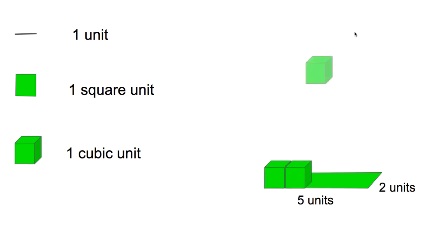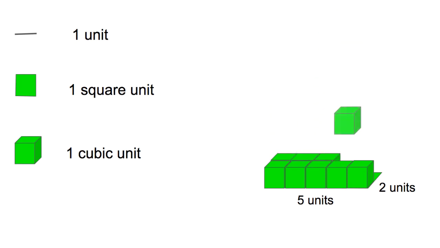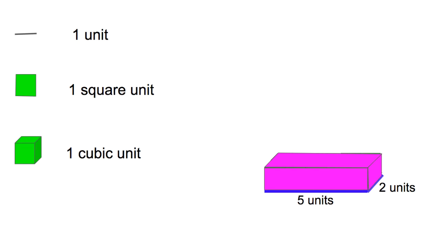One, two, three, four, five, 6, 7, 8, 9, 10 cubes. 10 cubic units are standing there. If I wrap these cubes around with wrapping paper, I see a three-dimensional model, rectangular prism, with the length 5 units, width 2 units, and height 1 unit.